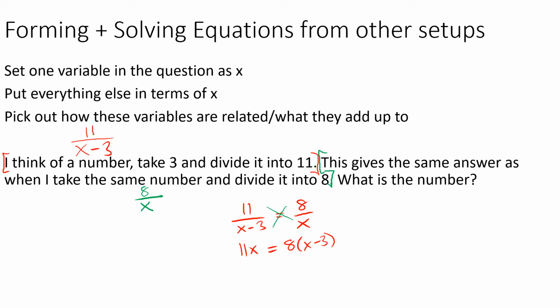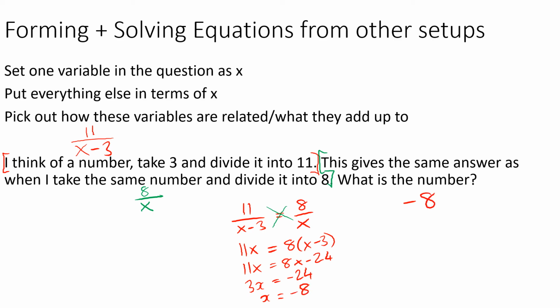Question is, what is the number? So we're trying to find out what x is. So we'll have 11x is 8x minus 24. Take away 8x. 3x is minus 24. Don't lose the minus. Divide by 3. x is minus 8. It was minus 8.